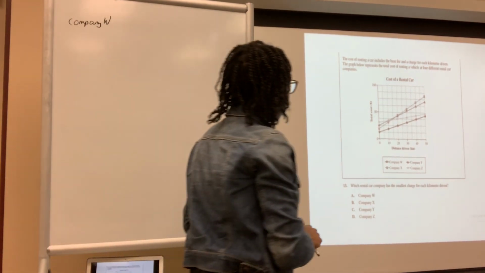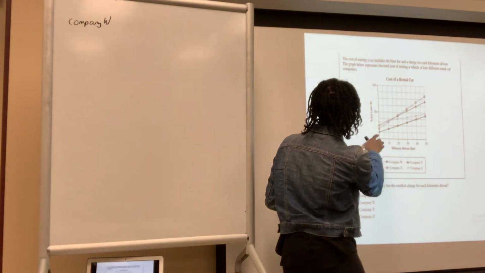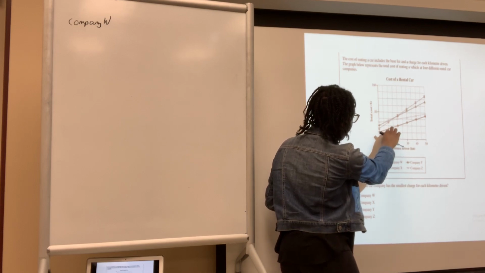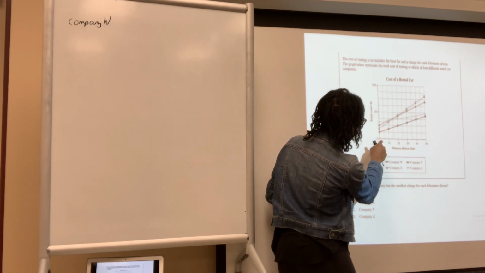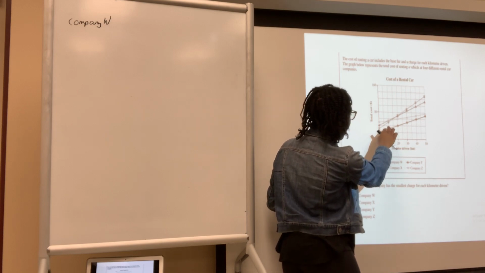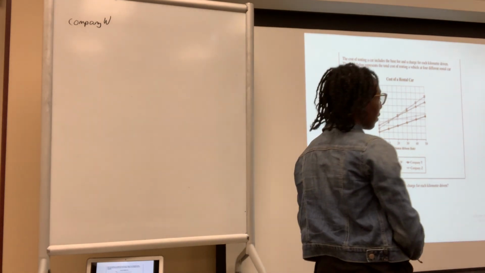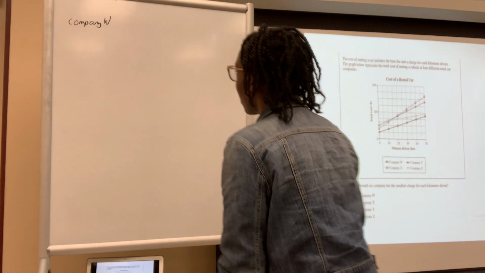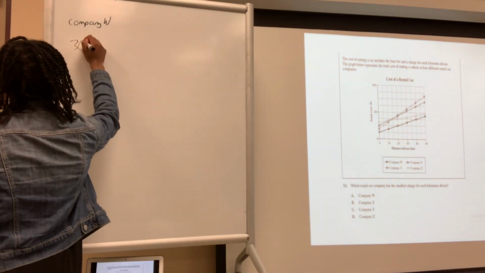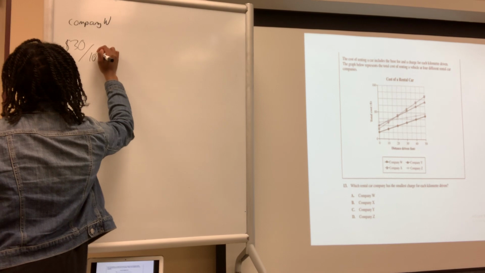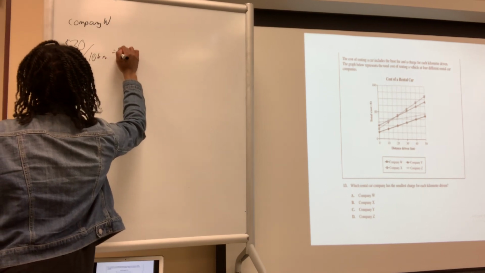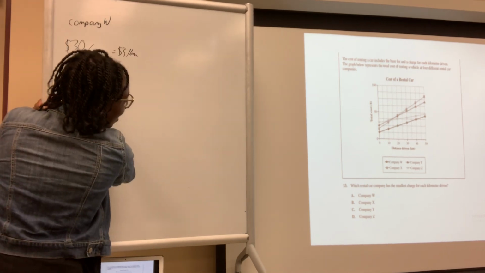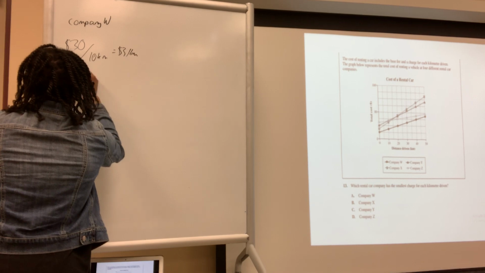We can approximate and see, okay, so this is 4, so it goes up in 20s. This looks to be about halfway between these 2 points, so we can assume that this is 20 plus half of 20, which is 10, so $30. So $30 per 10 kilometers for company W, which is equal to $3 per kilometer. Company X.